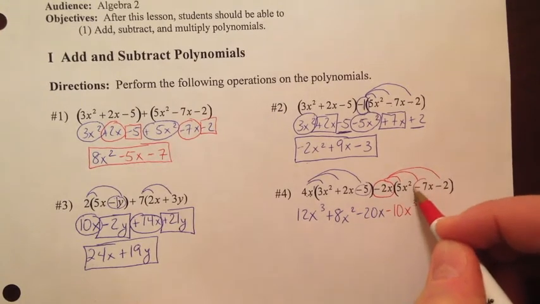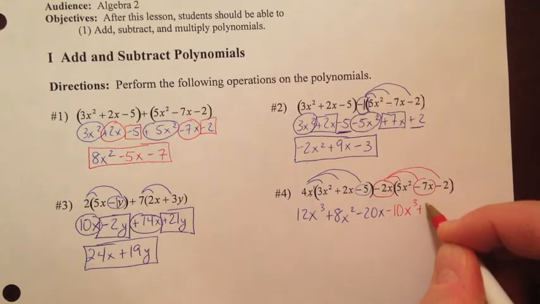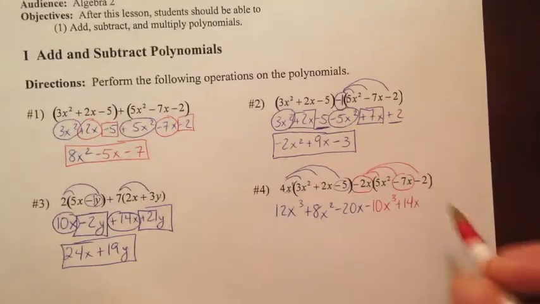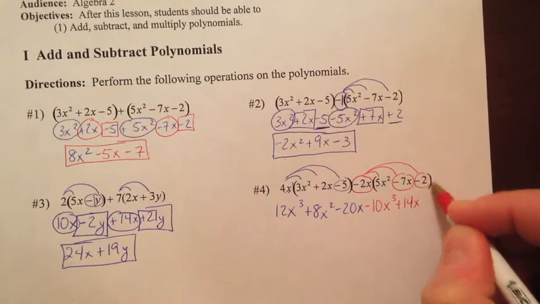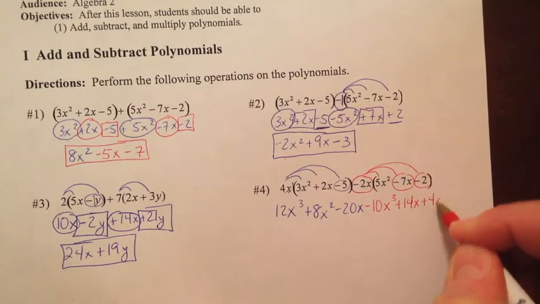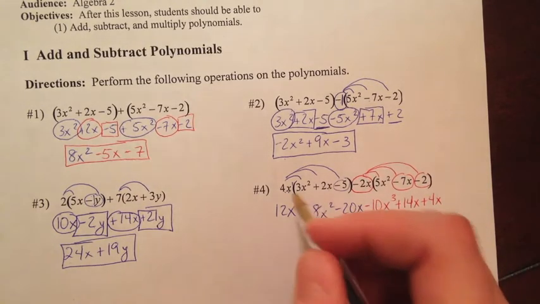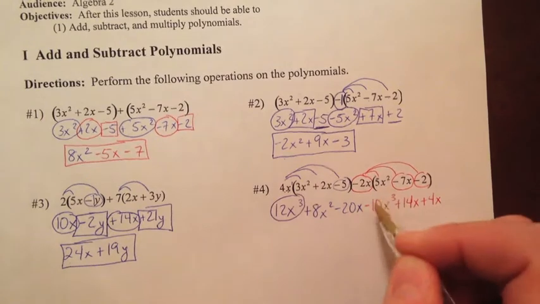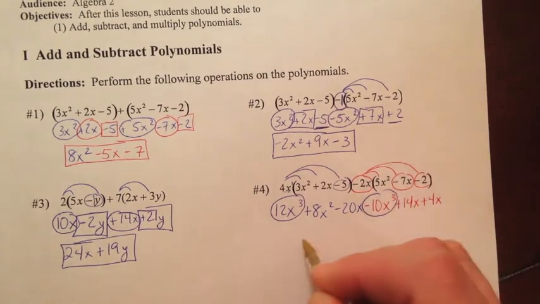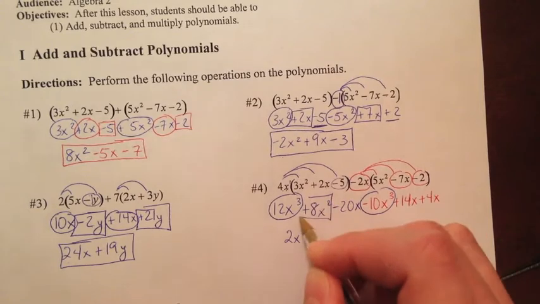Negative 2x times negative 7x is positive 14x. Negative 2x times negative 2 is positive 4x. Okay, now you add or subtract your like terms. 12x to the third minus 10x to the third, that's 2x to the third. Positive 8x squared.